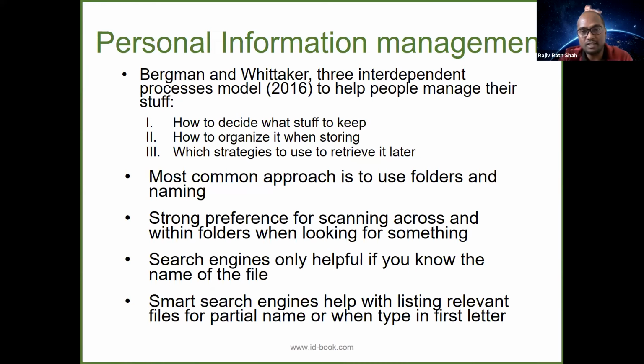Next is how to organize it when storing. That storing could be, as we have discussed, in some semantic way, in the form of folder, location, year, or something else. Similarly, what strategies to use to retrieve it later? Simply follow some hierarchy, right? First find the images, then you don't have to look at others, then find the year, then find the friend or whatever you had, right? So the most common approach is to use folders and naming.